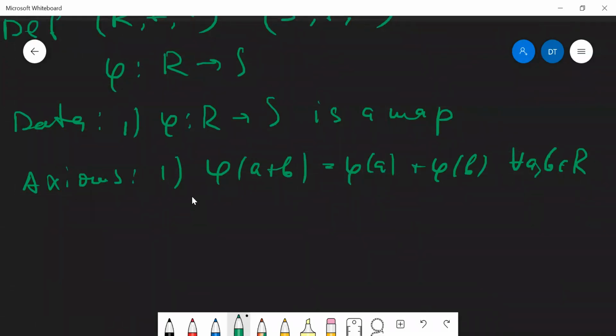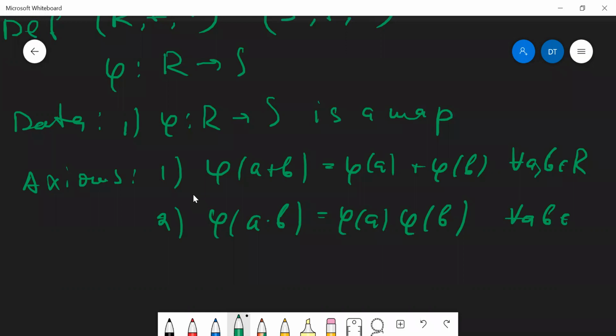The second property: phi must preserve the multiplication. So phi of a times b equals phi of a times phi of b for any elements a and b of R. And the third property: phi must preserve the identity element. So the identity of the ring R must go to the identity element of the ring S.